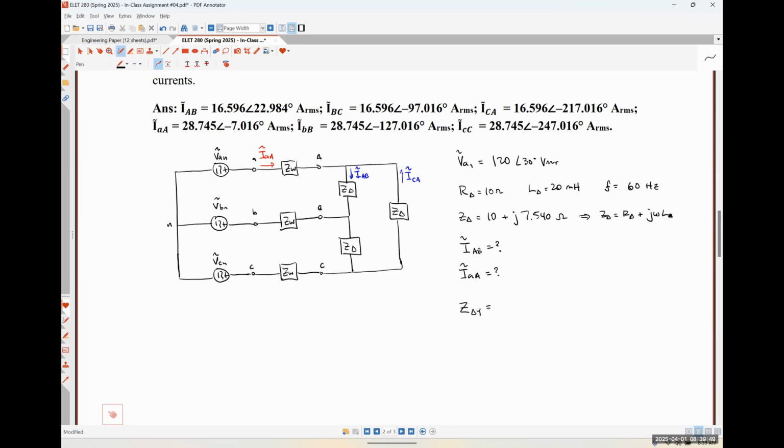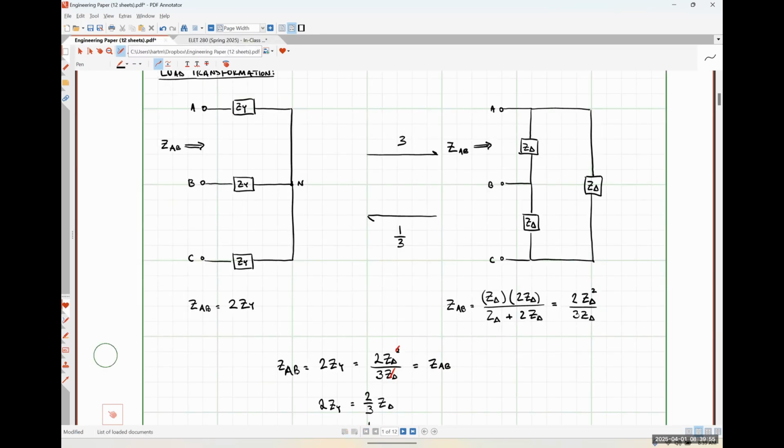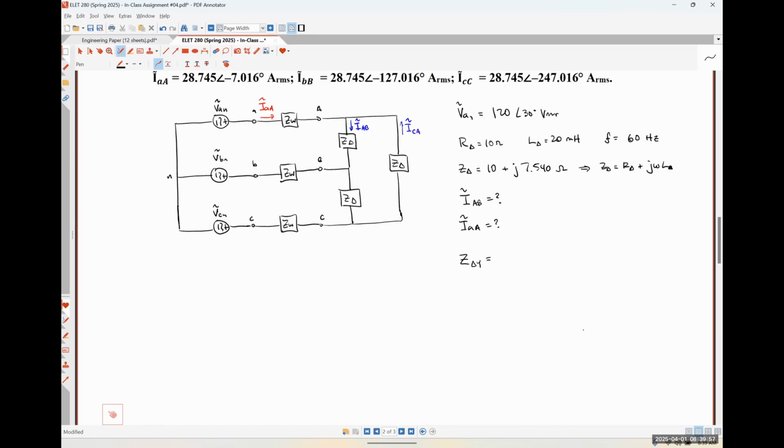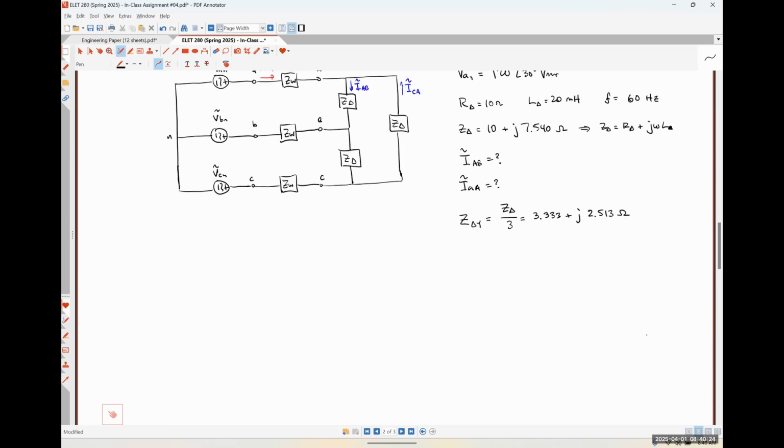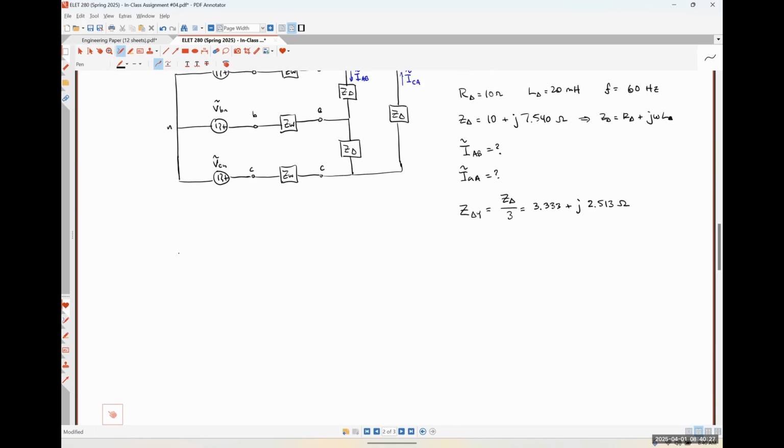So if I want to go from delta to Y, divide by 3. So that's literally just going to be Z delta over 3. So that's going to look like 10 over 3, is 3.333 plus j2.513 ohms. Okay. So from here, I'm going to draw my single phase equivalent circuit.